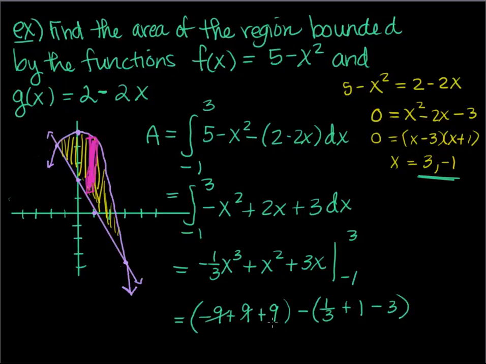Oh, what do I have? I have 9 minus 1, which is 8, plus 3 if I change the signs, which is 11. And 11 minus 1/3, I think, is 32/3. You should check me, because me doing arithmetic on my own is not always the best thing. I hope that makes sense.